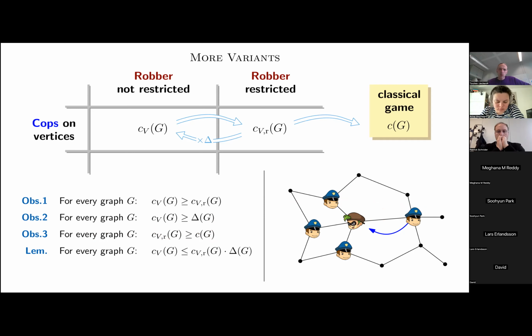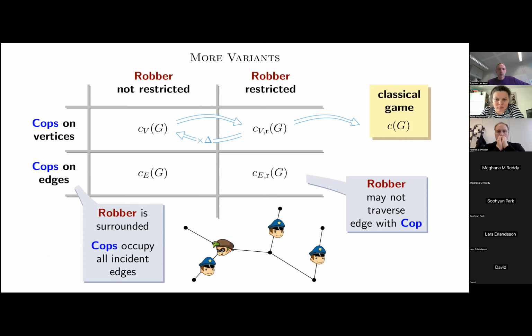But what is not so obvious is whether you can do it the other way around. And we're going to talk about it. Before, let me show you these other variants. So there is another kind of row in the table where we are talking about cops playing on the edges of the graph. Yeah, so then here's a little picture.